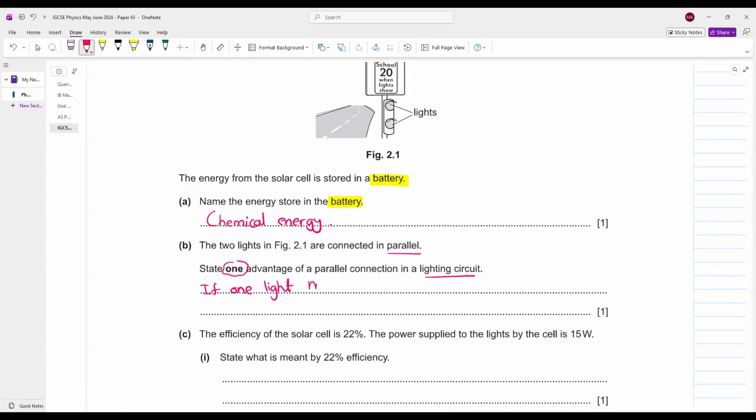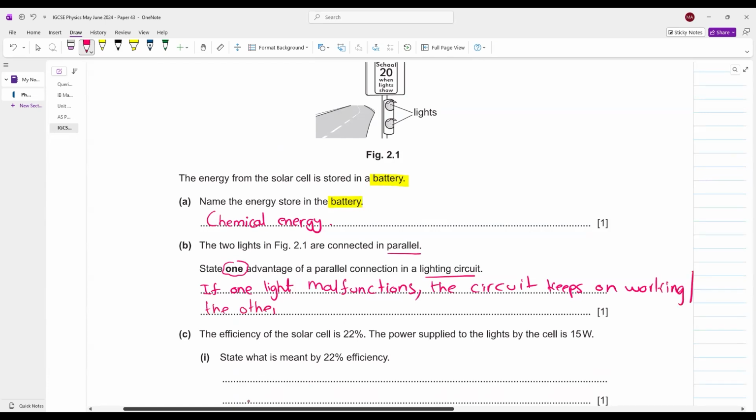If one light malfunctions, the circuit keeps on working. या फिर आप ये कहोगे कि the other lamp remains lit. अब next part पे आ जाओ, C पे आ जाओ.